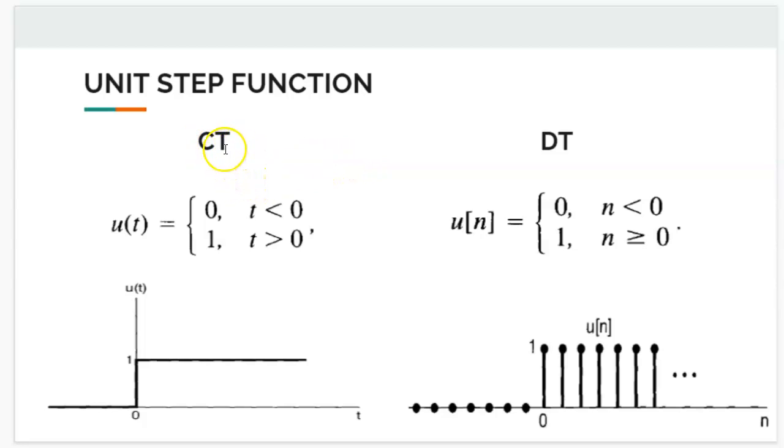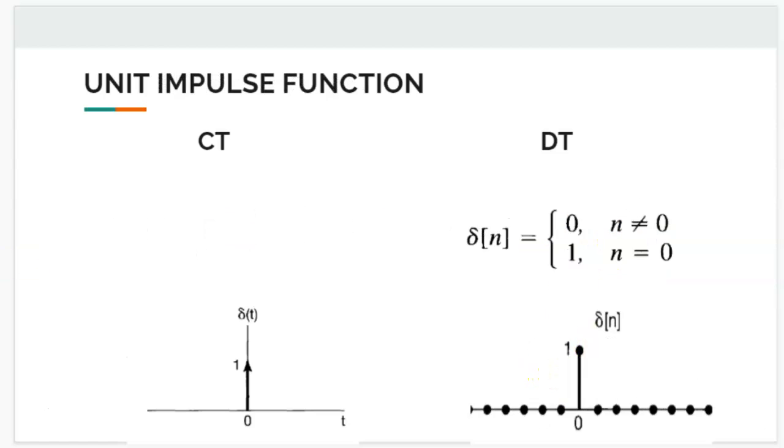For continuous time, the unit step function is defined as 0 for all t less than 0, and 1 for all t greater than 0. It is not exactly defined at t equal to 0, so it is not exactly a function. The corresponding discrete counterpart is defined as u of n, and here it's 0 for all n less than 0, and 1 for all n greater than or equal to 0. So that satisfies. The next function is the unit impulse function.